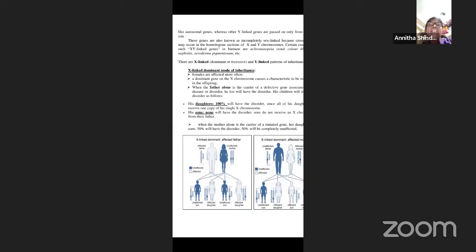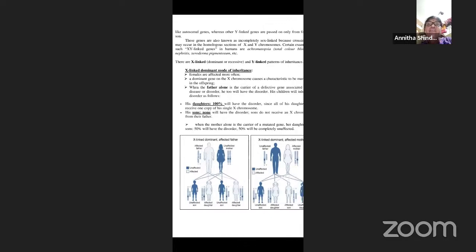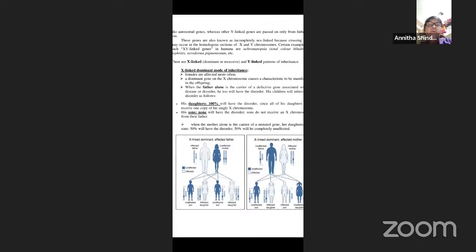This character is exhibited mostly by the females, so here the females are affected more often by this particular inheritance. If a dominant gene on the X chromosome causes a characteristic to be manifested in the offspring, and the father alone is the carrier of a defective gene associated with the disease or disorder, he too will have the disorder. So his children will inherit the disorder as follows.